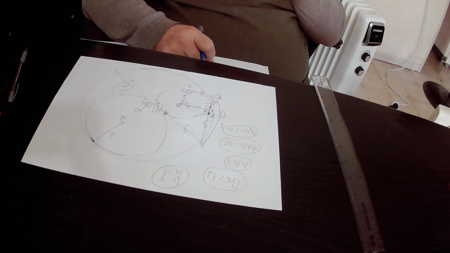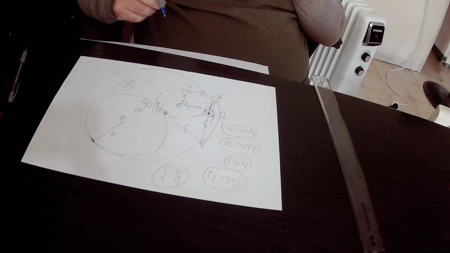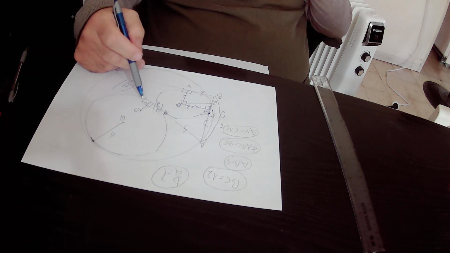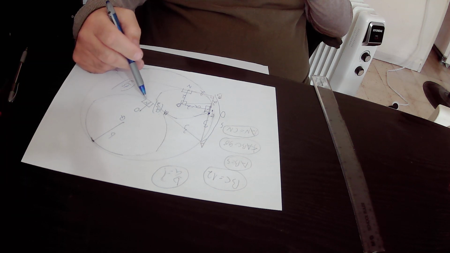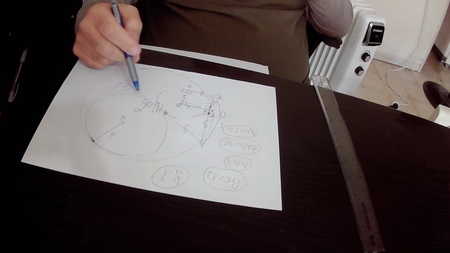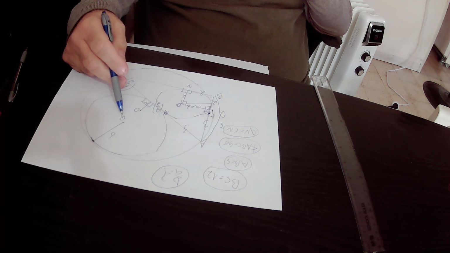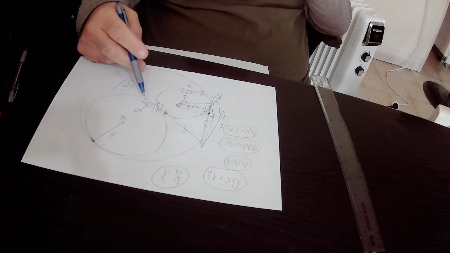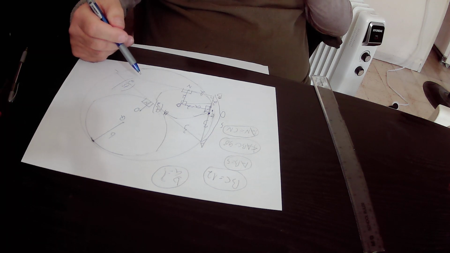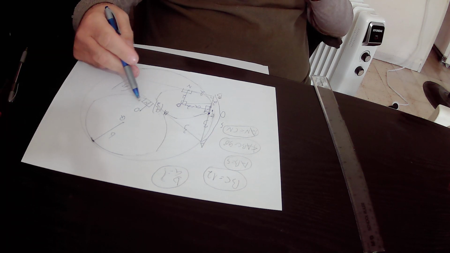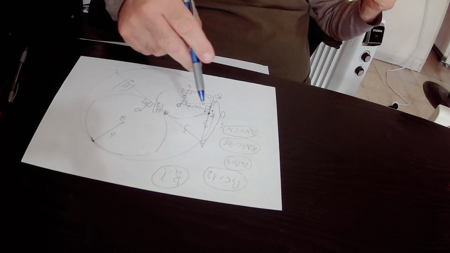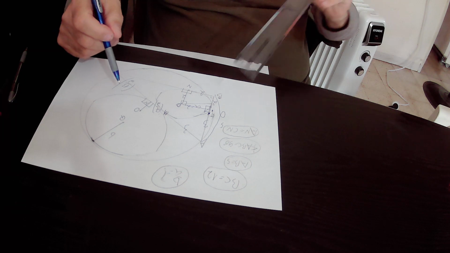So here we have QN, which is the radius of this circle. Why? Because point Q is the center of this circle and point N is a point on the circle itself. Therefore, QN is the radius of this circle. Point N is the point of tangency of tangent AC with this circle.